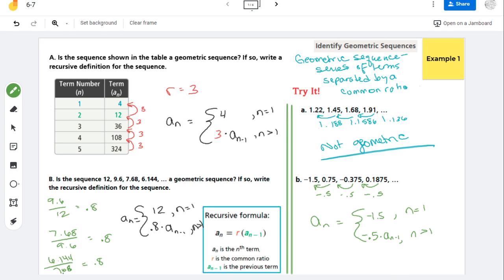So there we have it, guys. That is how to identify a geometric sequence and to write the formula for it.